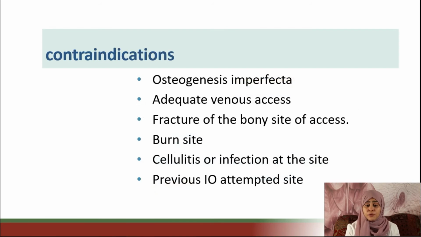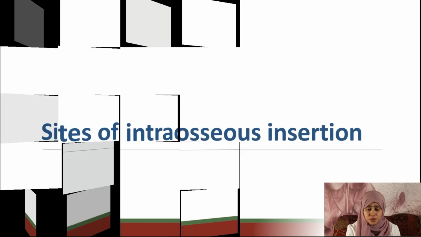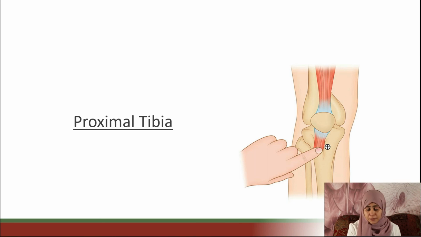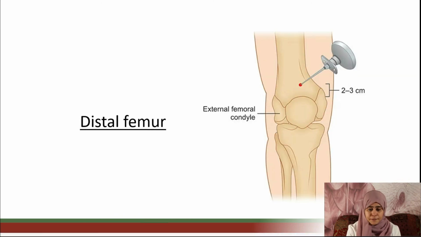The contraindications are: if the patient has osteogenesis imperfecta, because it may cause a fracture at the site of insertion; adequate venous access if there is already IV access; fracture of the bony site of access; burn site, cellulitis or infection at the site of insertion; and a previous IO attempted site. The sites of intraosseous insertion are the proximal tibia, which is the preferred site during emergency cases, the distal tibia, and the distal femur.